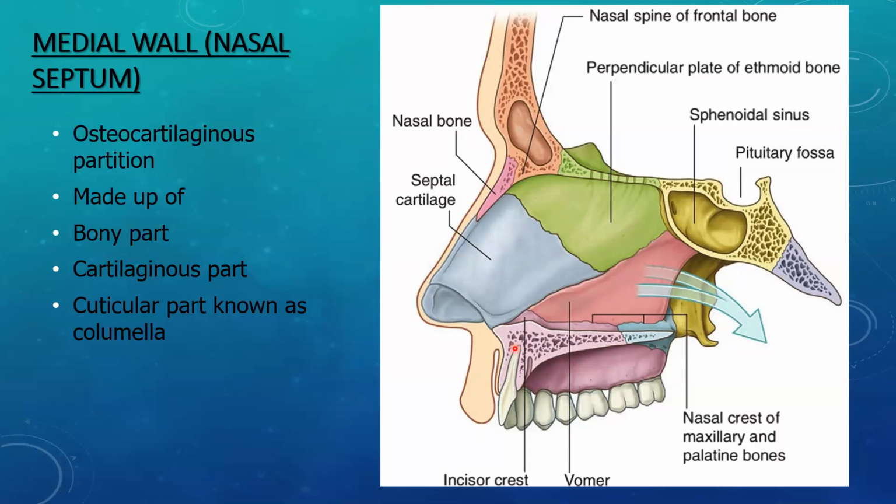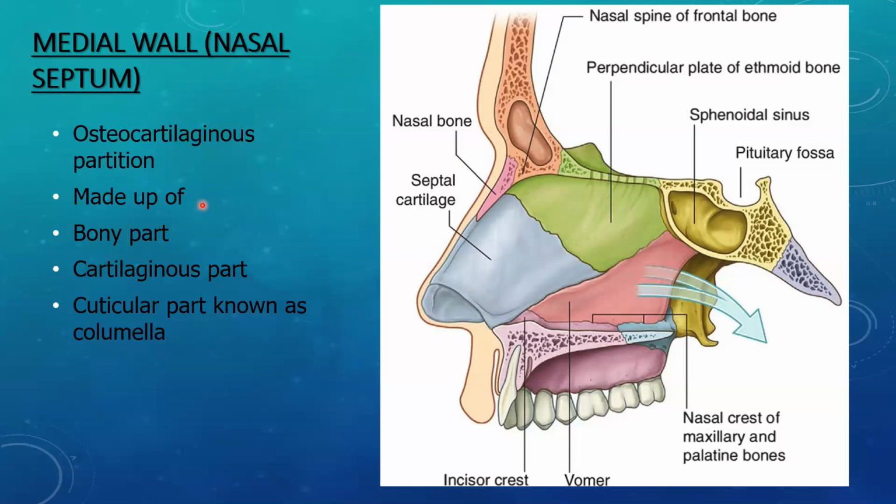So the medial wall is formed by the nasal septum. It is made up of bones, cartilage, and anteriorly skin. So there are three structures forming the nasal septum: bones, cartilage, and skin. The skin part is known as the columella. We always talked about this in the external nose as well.